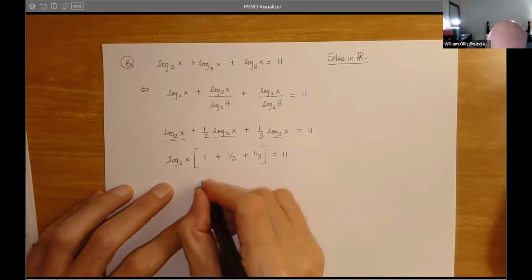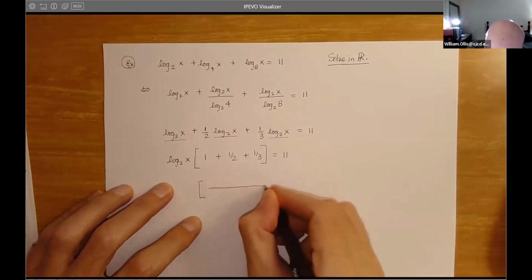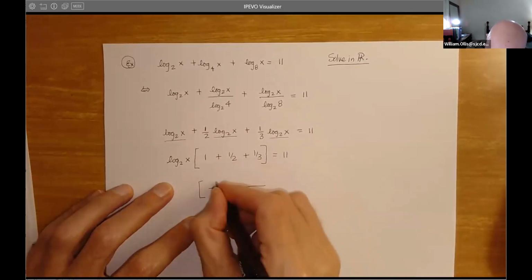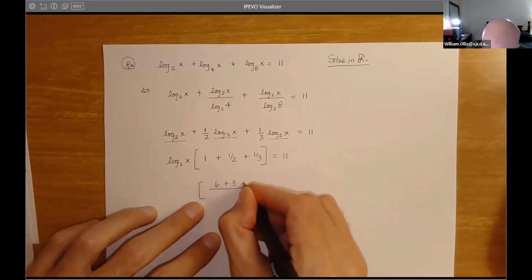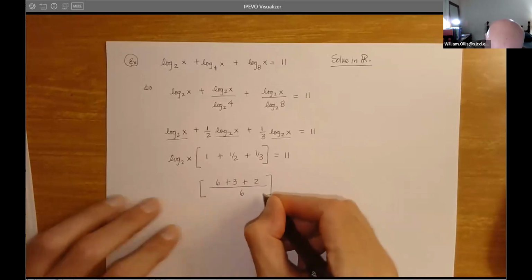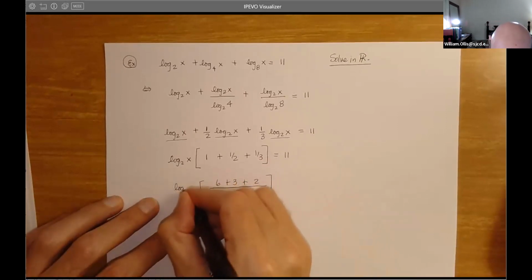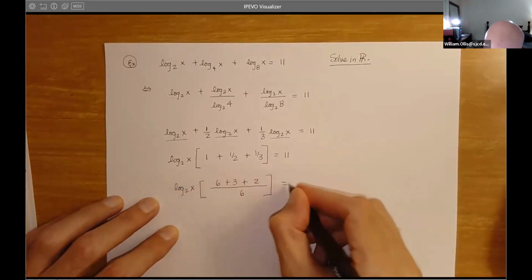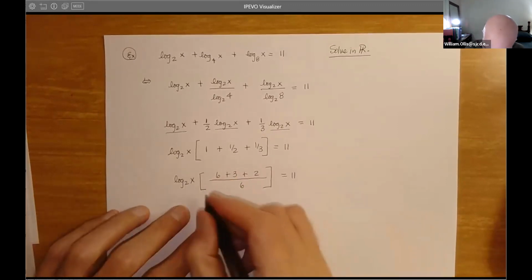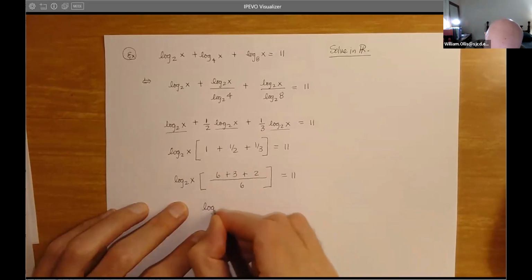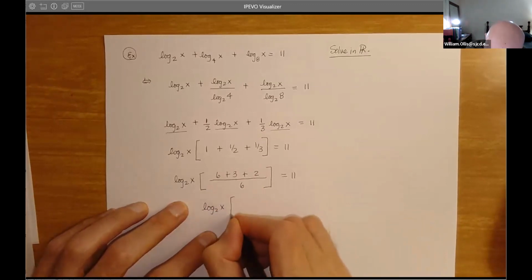So let's get a common denominator of what? 6, right? 2 times 3. So we get 6 plus 3 plus 2. So this is log base 2 of x. And now when we add these numbers, we get a 9 plus a 2, which is an 11. Well, that's kind of convenient, right? Because it's going to absorb.